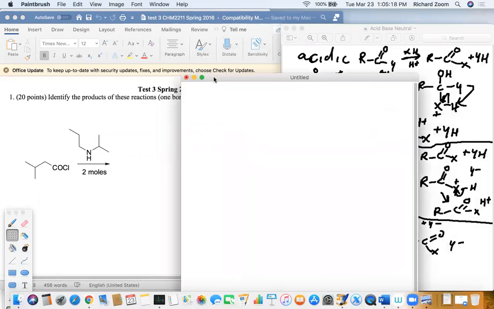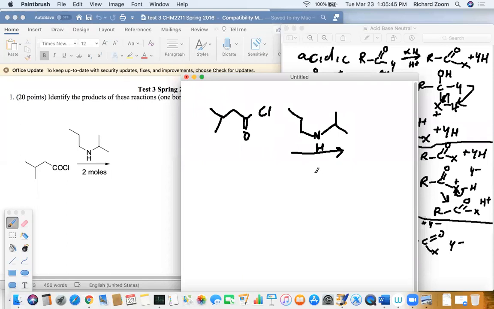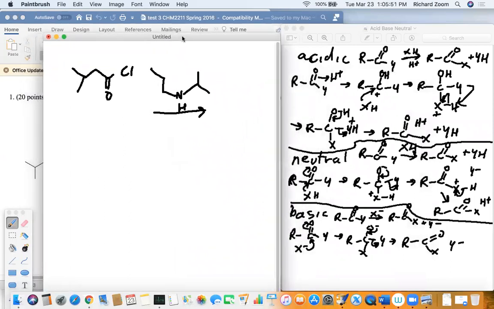Right, so I've already said that this one here, and it might be helpful to take the COCl and go ahead and write it out as an acid chloride. All right, so why don't you all try this? See if you can come up with the product of this based on the neutral mechanism, but don't do the neutral mechanism. Just see if you can figure out what the X and Y part are.